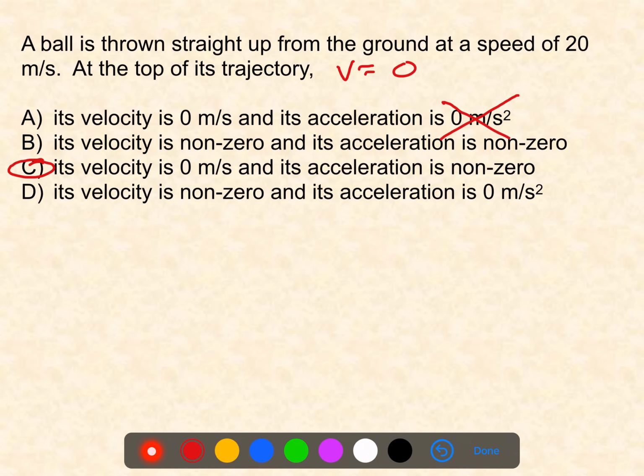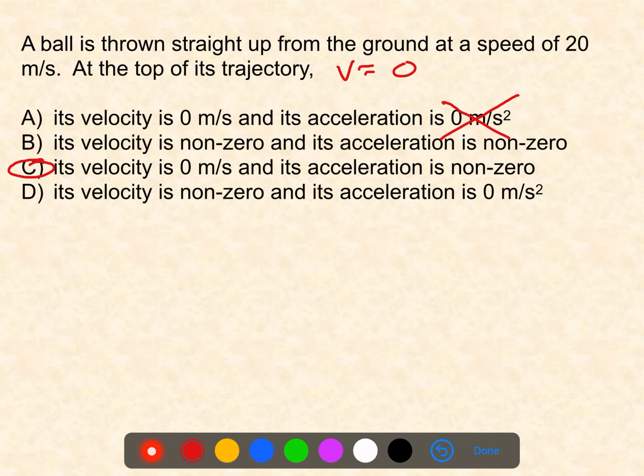In fact, you can think about it this way. If the acceleration was equal to 0 at the top of the trajectory, what would possibly make it come back down? Nothing, right? It needs some acceleration in order to come back down. So saying the acceleration is 0 at the top of the trajectory would result in the object just hanging there in midair, which doesn't make sense from our experience.